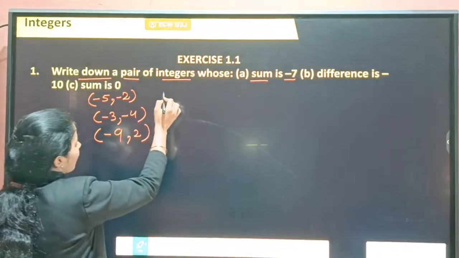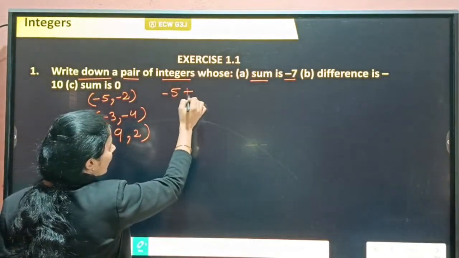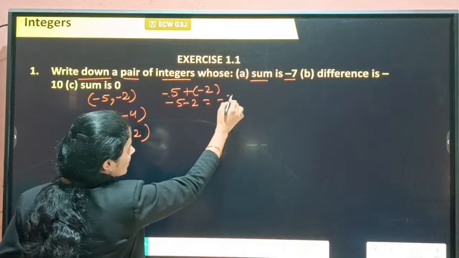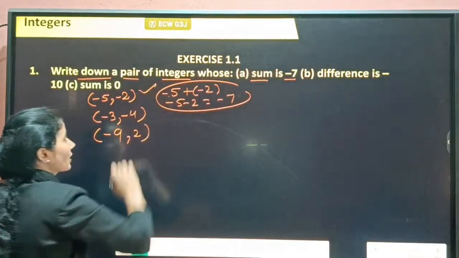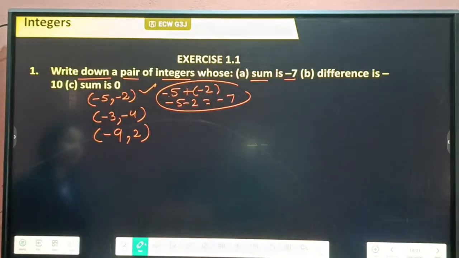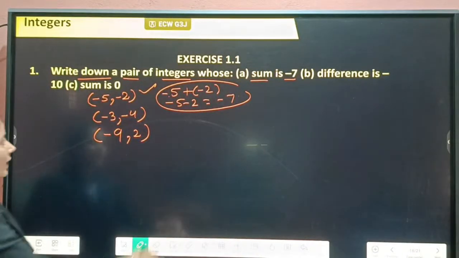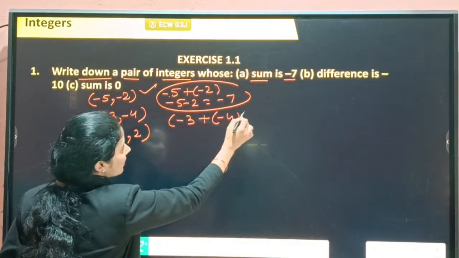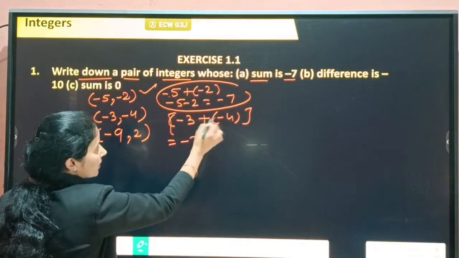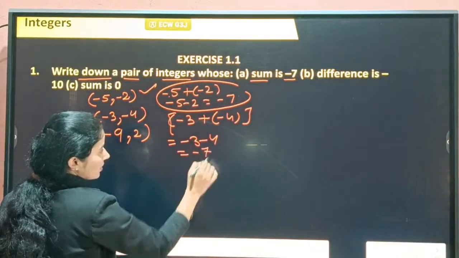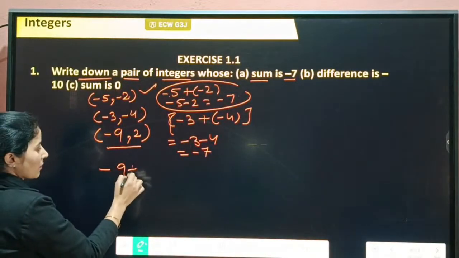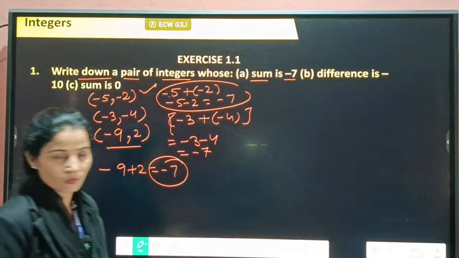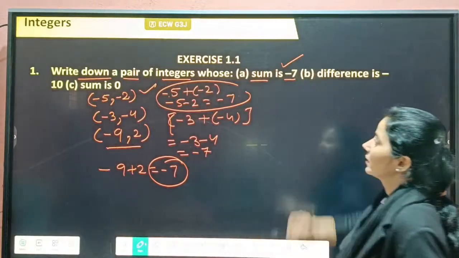Let us see. If I add minus 5 and minus 2, answer is minus 7. So minus 5 and minus 2 is a suitable pair of integers whose sum is minus 7. Next, minus 3 and minus 4. Minus 3 plus minus 4, answer is minus 7. Similarly, minus 9 plus 2, answer is minus 7. So many pairs are there whose sum is minus 7.